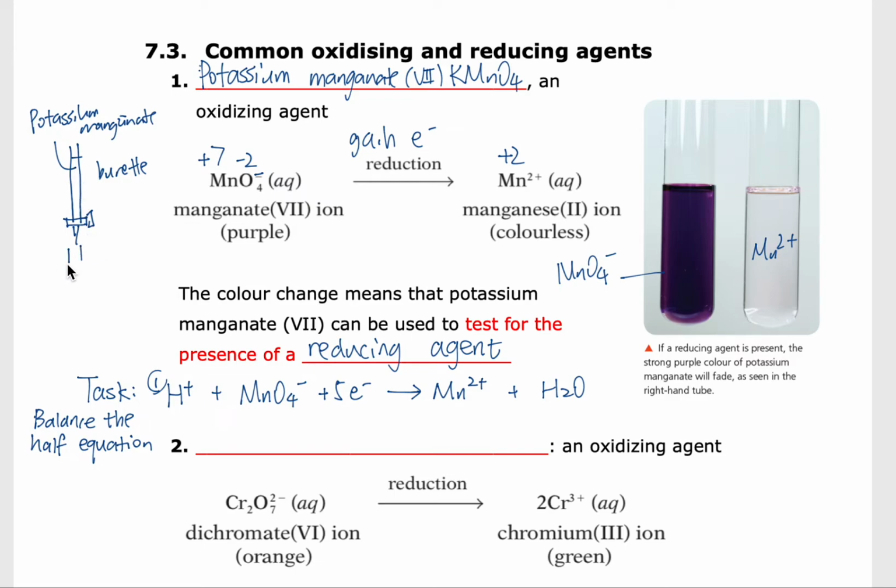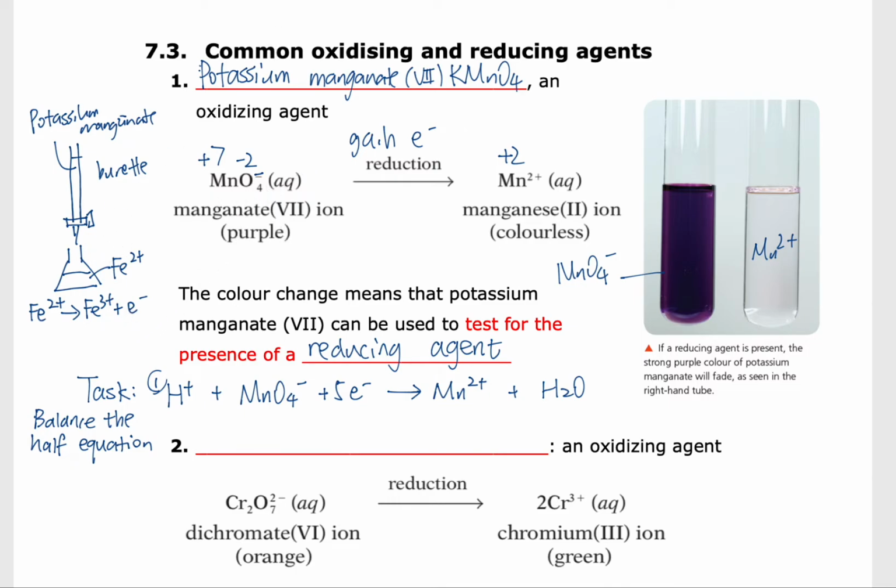In the conical flask, they've prepared some solution with iron 2 ion. And this iron 2 ion is acting as a reducing agent. It is able to lose one more electron, so that going from carrying 2 positive charges, it's going to be even more positive than before. It loses 1 electron to do that. And where does the electron go? It goes to the manganate ion.